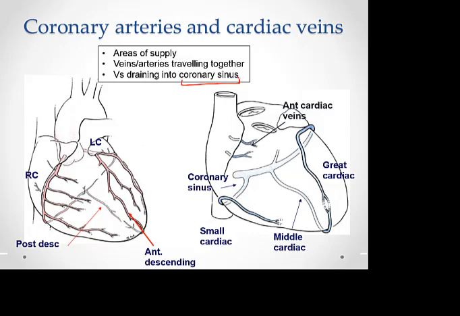So let's take a look at these veins and what they lie with. The first vein we are going to look at is on the sternocostal surface. So here you can see the sternocostal surface. Traveling with this anterior descending artery is this vein called the great cardiac vein. This great cardiac vein then turns around. So it travels part of the way with the anterior descending and then part of the way with the circumflex artery. It turns around and it joins another vein up here.